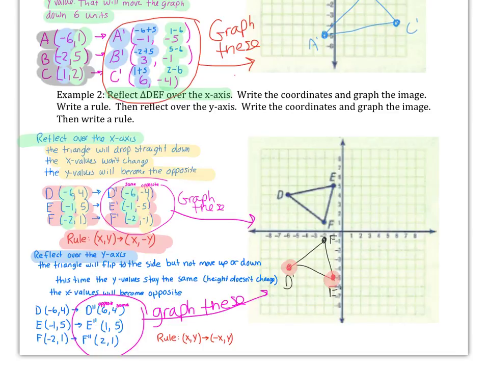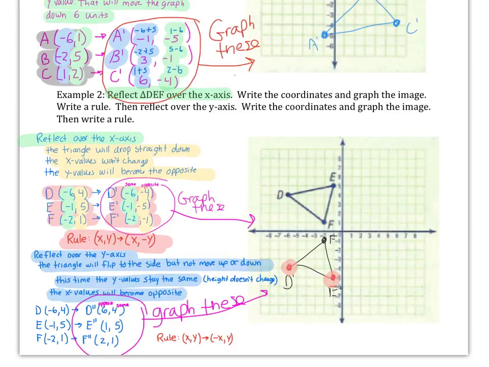And what's going to happen though is the triangle will flip to the side, but it's not going to move up and down. Well, your y values are what move up and down. So if it's not going to move up and down, the y values will stay the same because the height doesn't change, but the x values will become the opposite. Okay, let's go ahead and graph what it looks like after you reflect it over the y-axis.